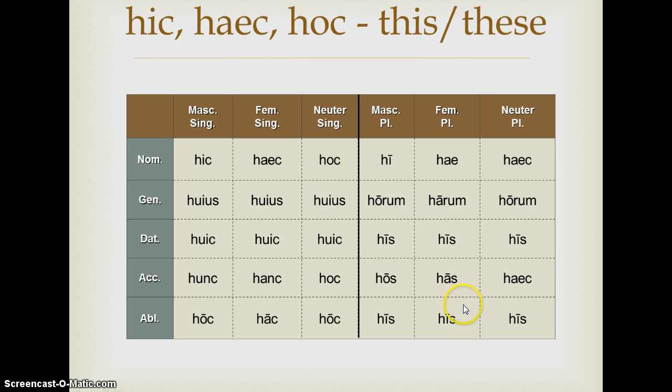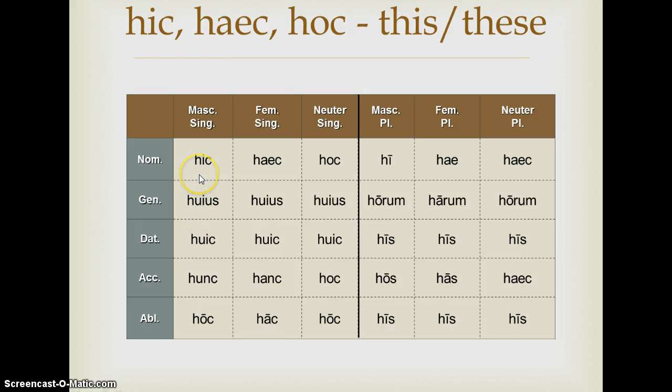Okay, so, just so you can see here, i, orum, is, os, is, that is a familiar pattern to you for the second declension masculine plural, okay? Ae, arum, is, as, is, that is a familiar pattern to you. Admittedly, the singular is a little cattywampus, so you just have to memorize this.